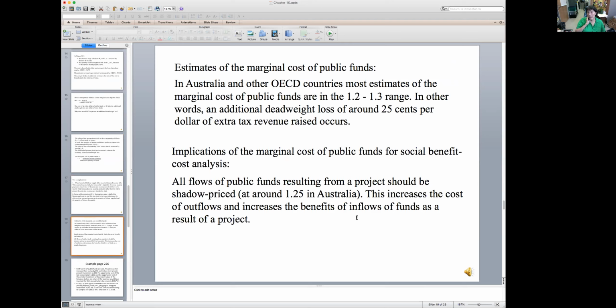So let's just talk about it in general. In Australia and other OECD countries, they've really worked through this several times, and they're seeing the marginal cost of public funds in the 1.2, 1.3 range. So anytime we do a public project versus a private project, that's what it's costing us, about 25 cents more than the out of pocket. So this really needs to be reflected as a price of a public project and needs to be accounted for in the BCA.